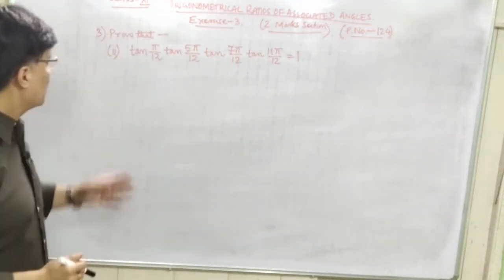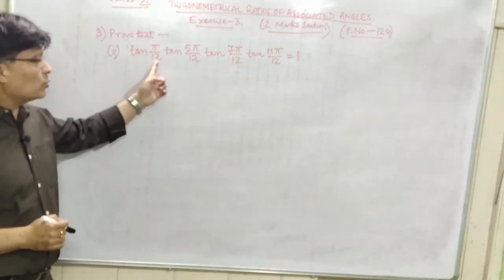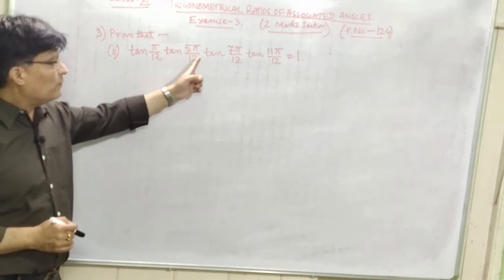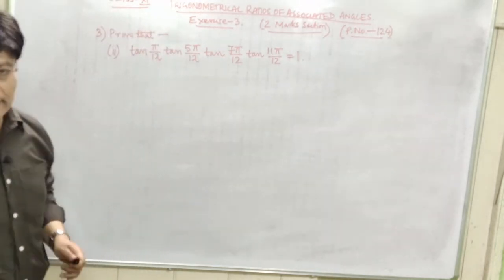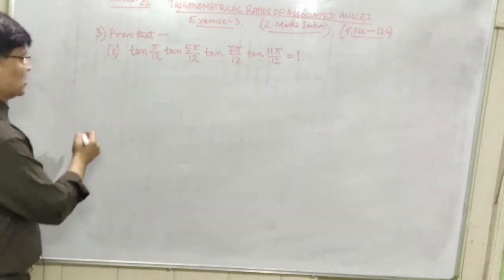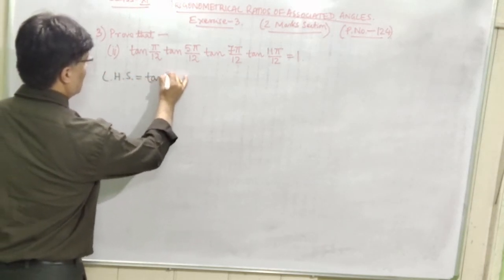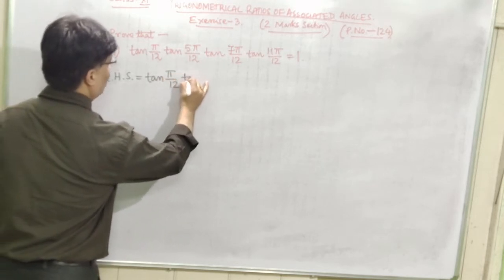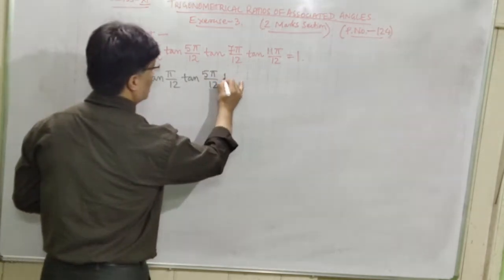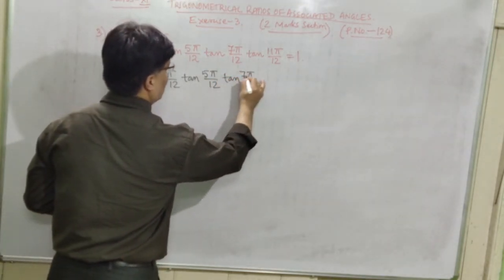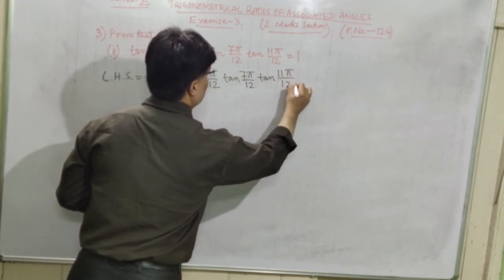So now let us prove this one, 3 number 2. The question is, prove that tan pi by 12, tan 5 pi by 12, tan 7 pi by 12, tan 11 pi by 12 is equal to 1. Let us prove LHS is equal to RHS. Okay, so here LHS is equal to tan pi by 12, tan 5 pi by 12, tan 7 pi by 12 and tan 11 pi by 12.